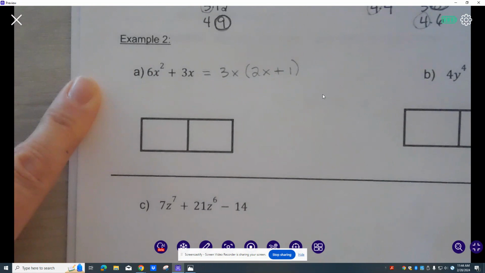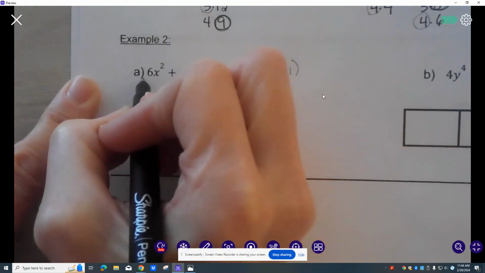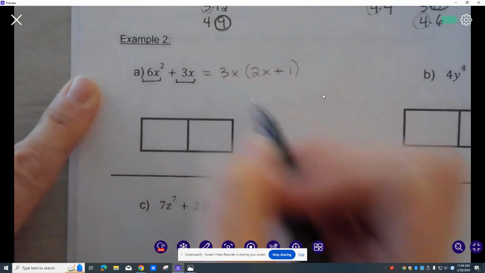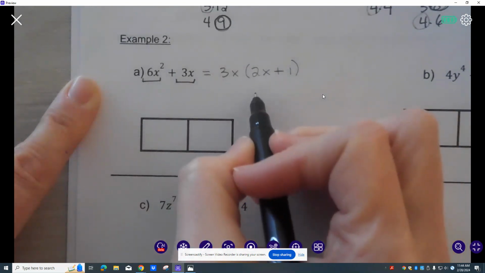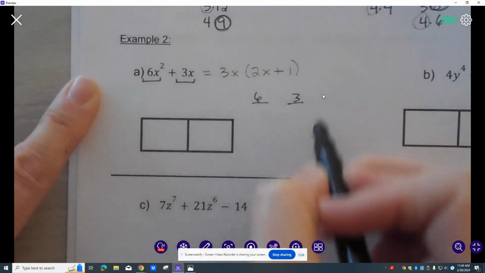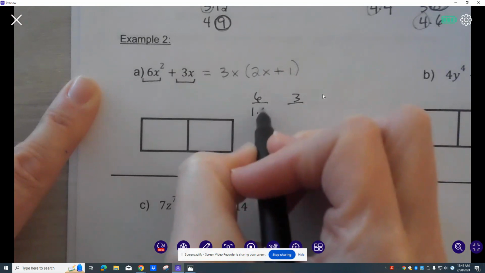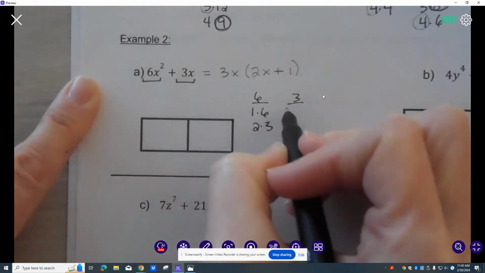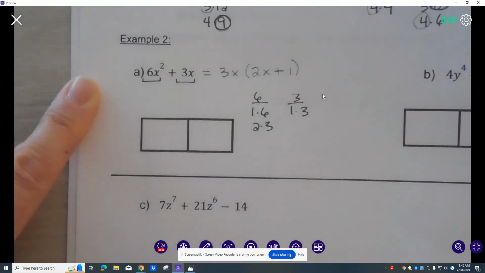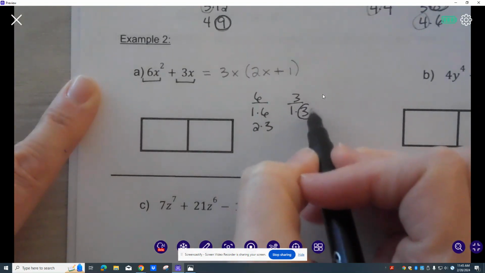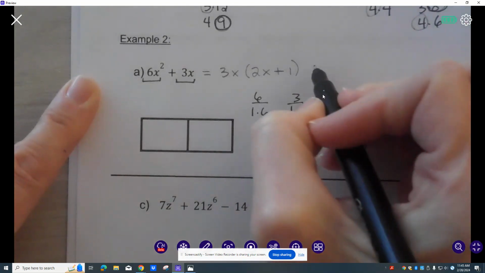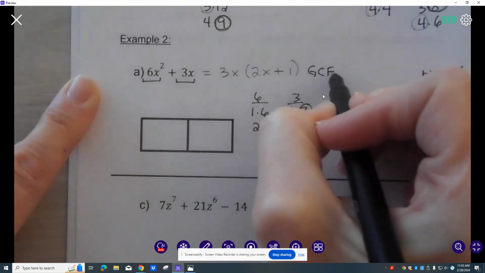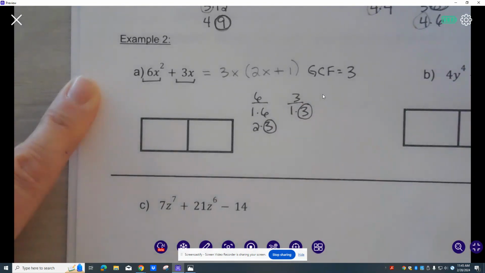All right, your first step is going to be finding your greatest common factor. So of each of these terms, I want to find the greatest common factor. I want to start with the numbers, 6 and 3. The factors of 6 are 1 and 6, and 2 and 3. The factors of 3 are just 1 and 3. So the common factor in these two lists is the 3. So if I'm putting my greatest common factor up here, I'm going to say I have a 3.